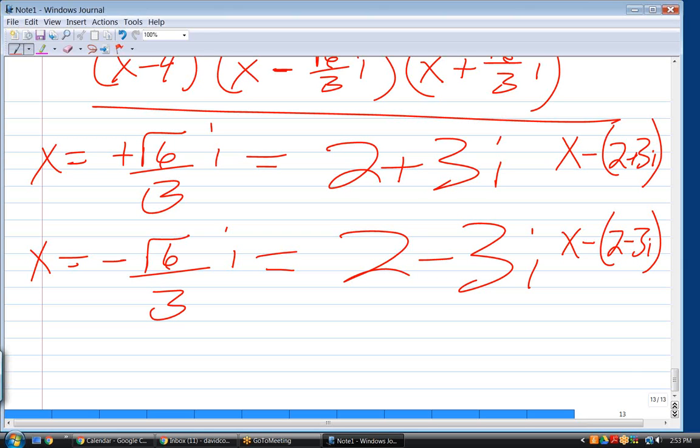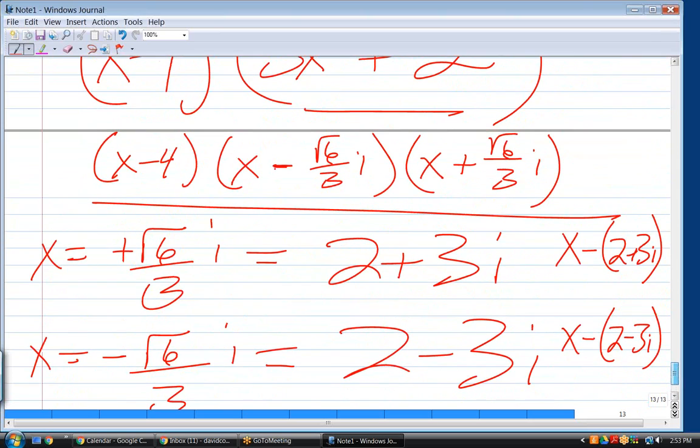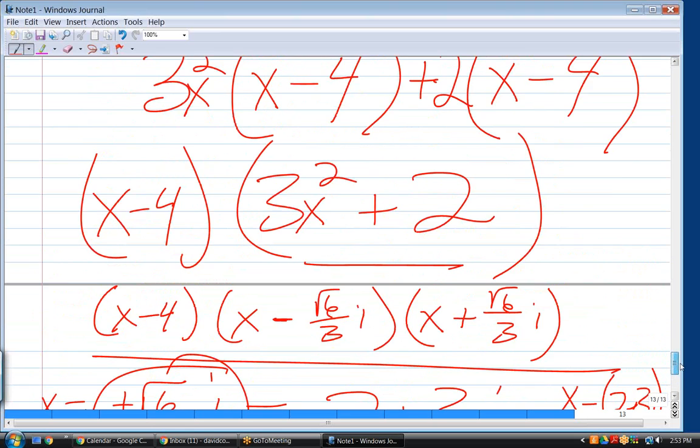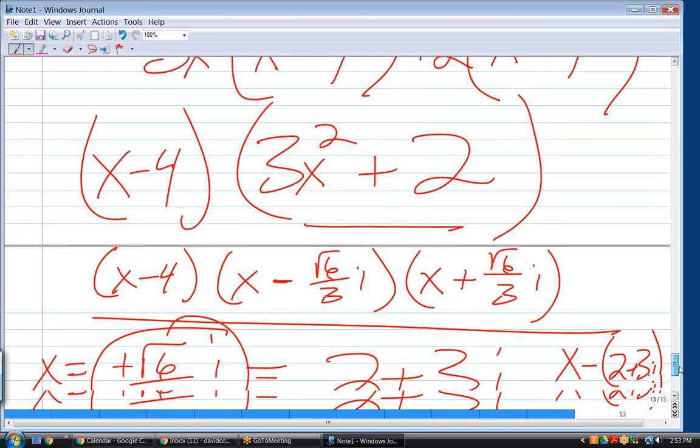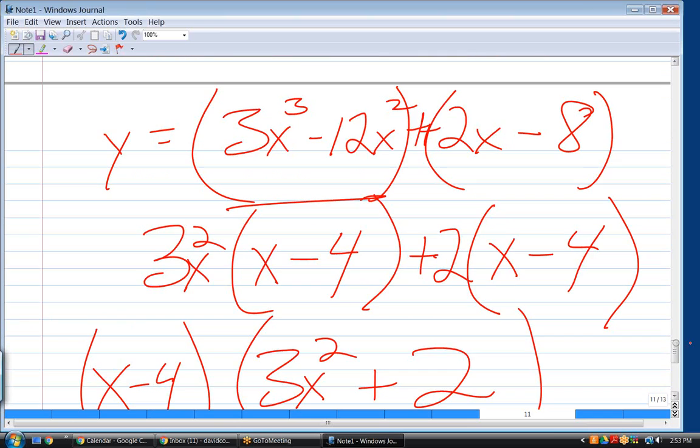In our situation, we only had the imaginary part. In other words, that was our answer, plus or minus. So we didn't have any real part to that, so it made it look a little easier. We just had x minus the imaginary part. But if there is a real part, you have to do x minus the whole thing.